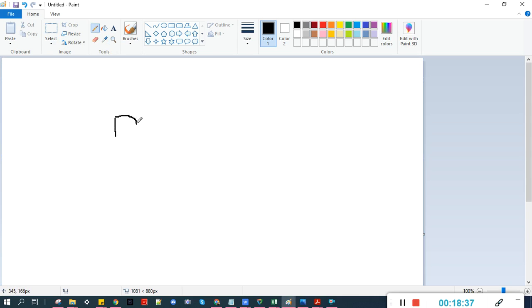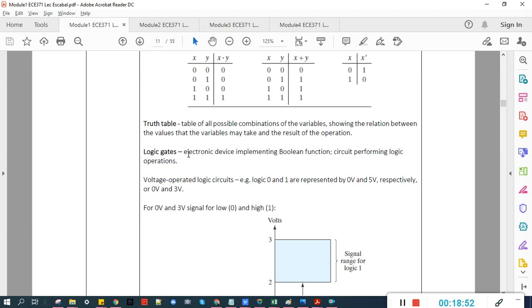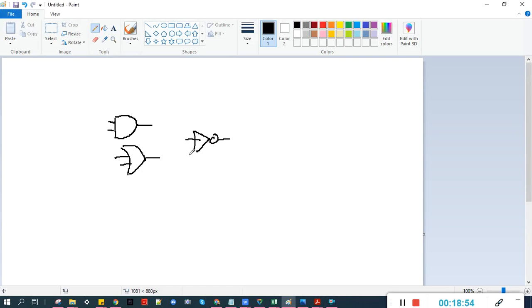For AND, we have this symbol for the logic gate, for the two-input AND gate, the OR gate, and then the inverter. These are symbols for the logic gates. In actual circuits, these are only symbols. In actual circuits, they are composed of transistors.